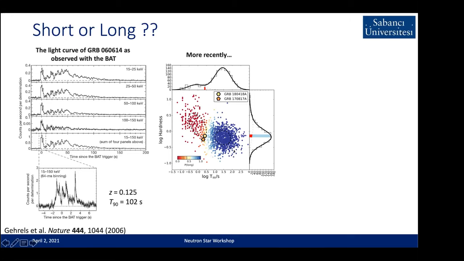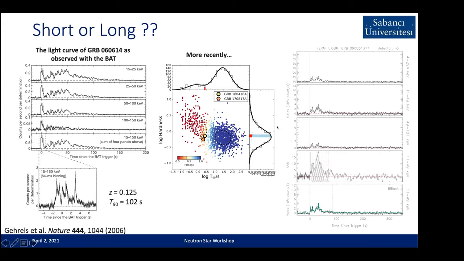So you can see this is again the hardness ratio and duration information, and these two events are fitting right in the middle, so it's not clear. And also we have searched for something similar to these events, short GRBs with extended emission, using BATSE, GBM, and Swift GRB data.